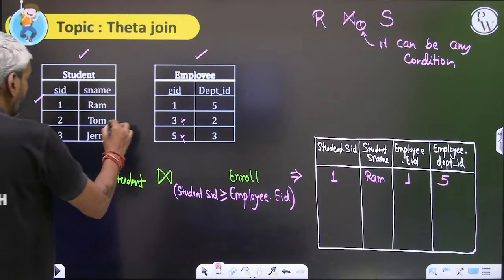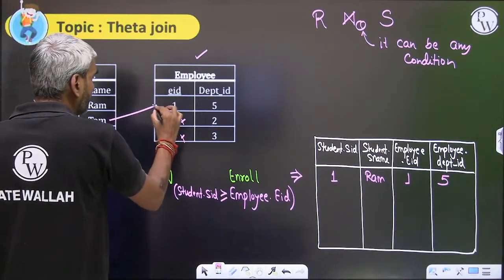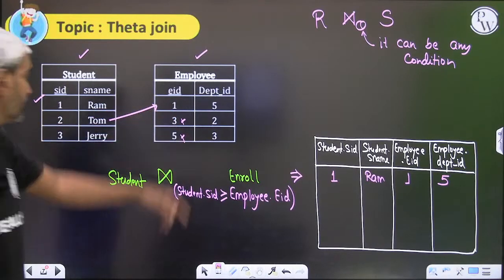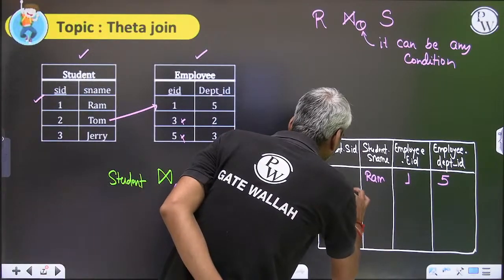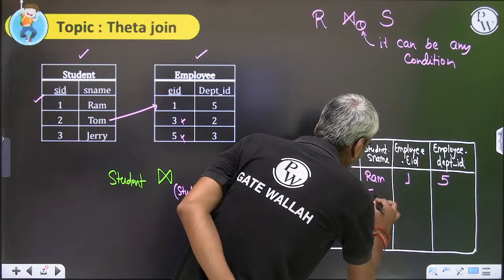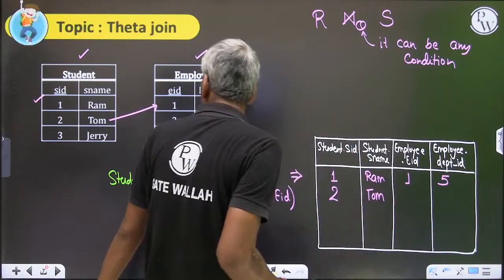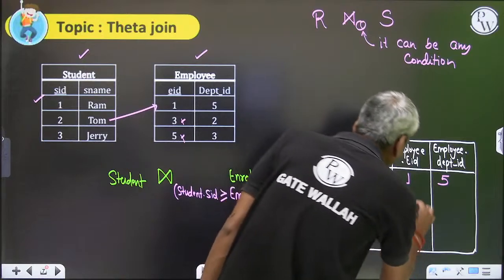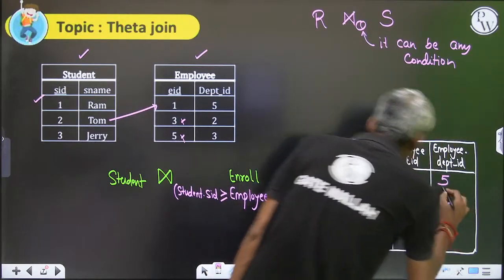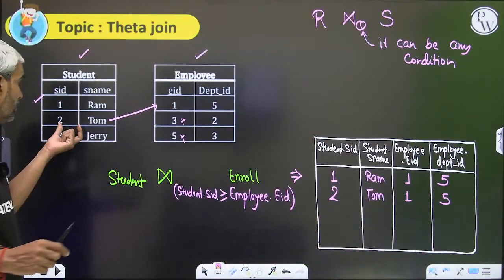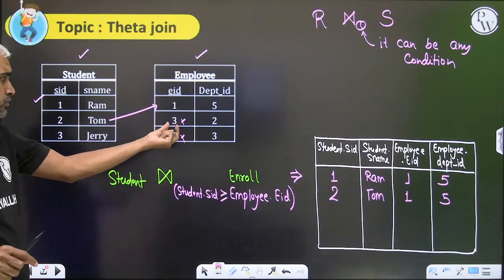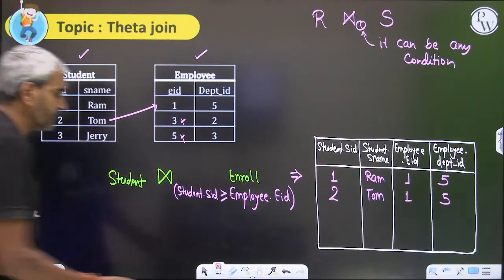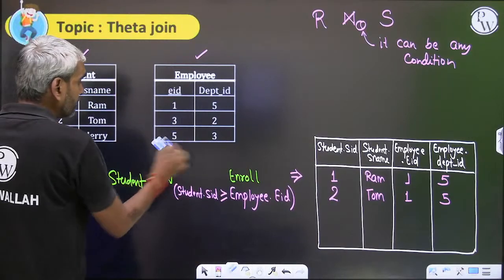Now let's check. When 2 Tom is combined with 1 5 in the cross product, is the 2 greater than or equals to 1? Yes, sir. 2 is greater than or equals to 1. Therefore, 2 Tom will be combined with 1 5. Similarly, 2 is not greater than equals to 3. Therefore, 2 Tom will not be combined with 3 2. 2 is not greater than equals to 5. Therefore, 2 Tom will not be combined with 5 3.